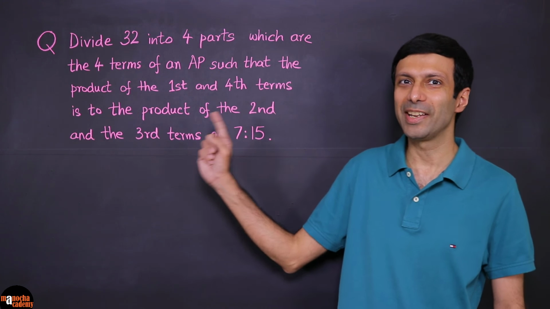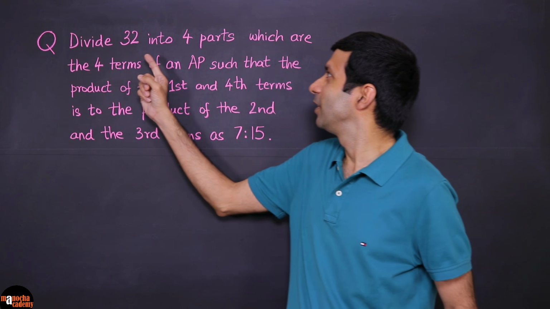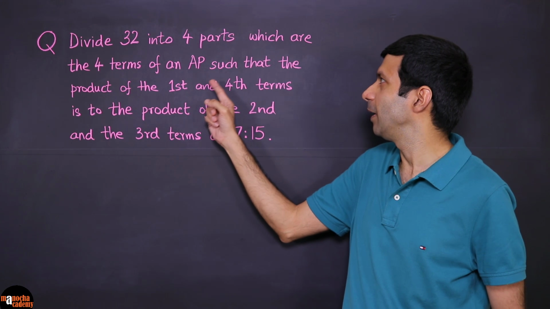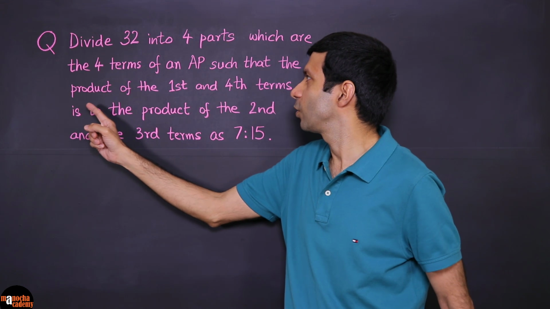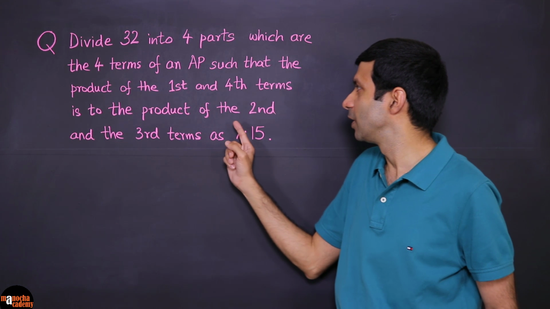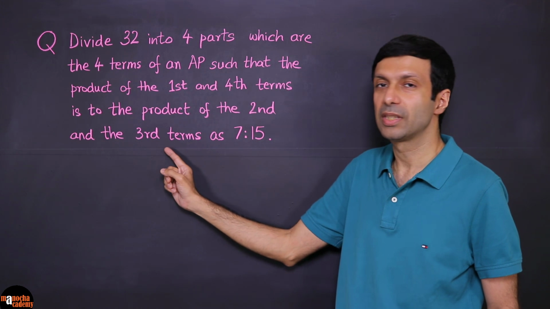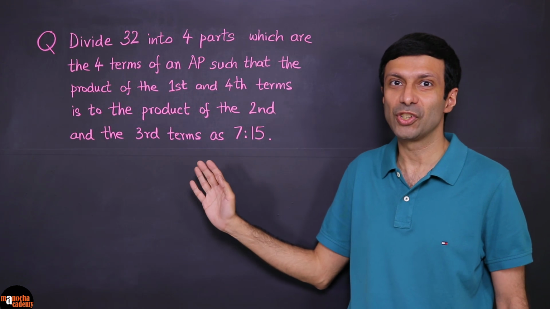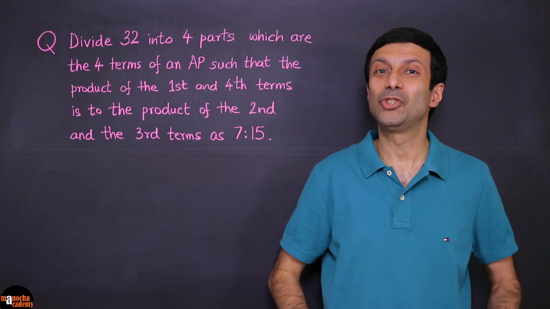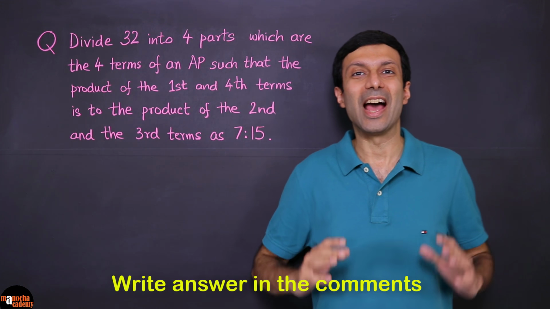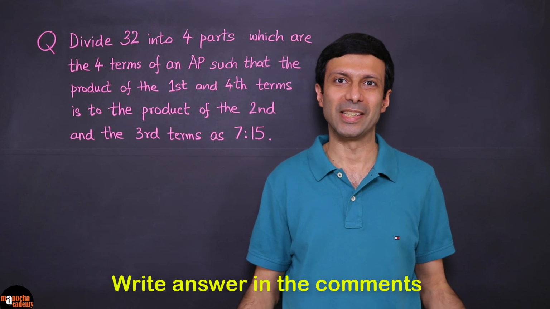And here's our final question. Divide 32 into 4 parts, which are the 4 terms of an AP, such that the product of the first and fourth terms is to the product of the second and the third terms as 7:15. I want you to try this question yourself, and do let me know your answer by putting it in the comments below. I look forward to reading your comments.